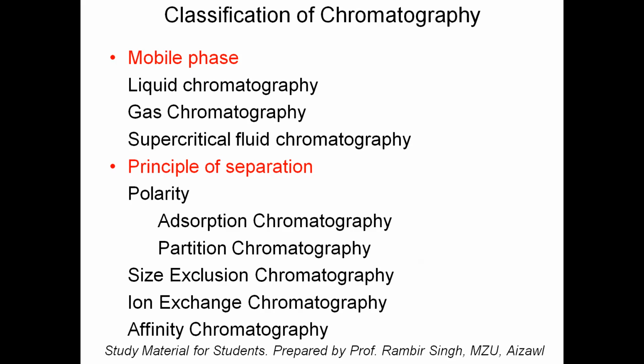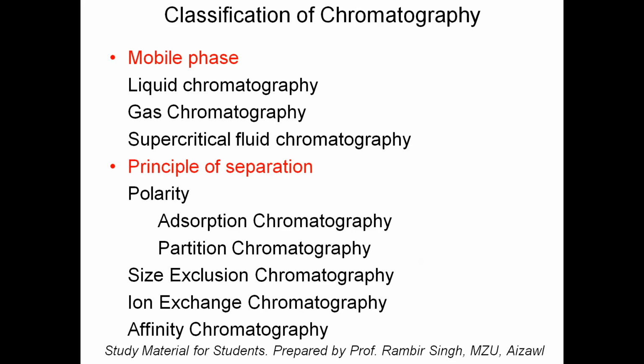In the third principle, we got a principle called size exclusion. In the first two principles, the separation was based on polarity. Polarity means if the stationary phase is polar, a polar compound will move slow. If the stationary phase is non-polar, a polar compound will move fast. So that was one principle. You understood it, I think.